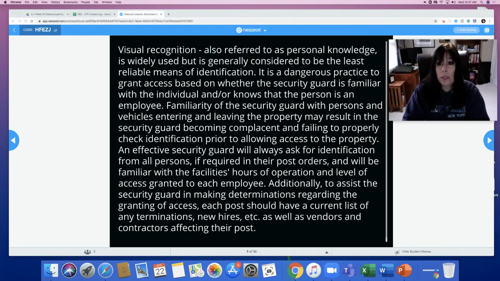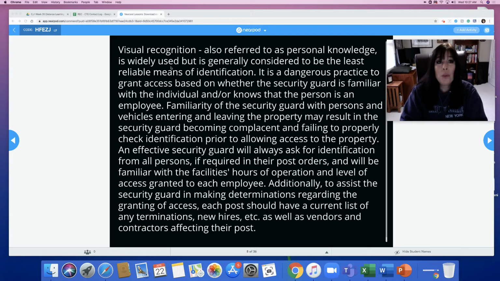Visual, and this is really important, guys, visual recognition, also referred to as personal knowledge, is widely used but is generally considered to be the least reliable means of identification. I wish I had highlighted this in the notes. Least reliable means of identification. It is a dangerous practice to grant access based on whether the security guard is familiar with the individual and or knows that the person is an employee.